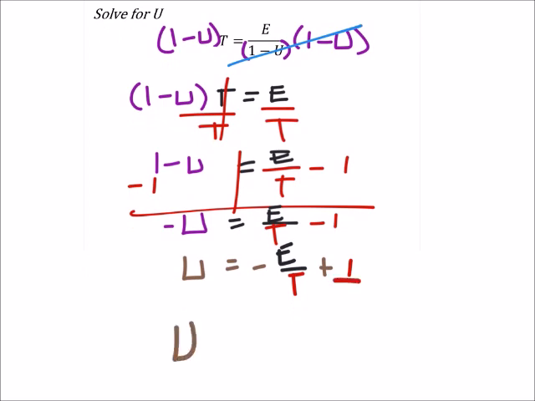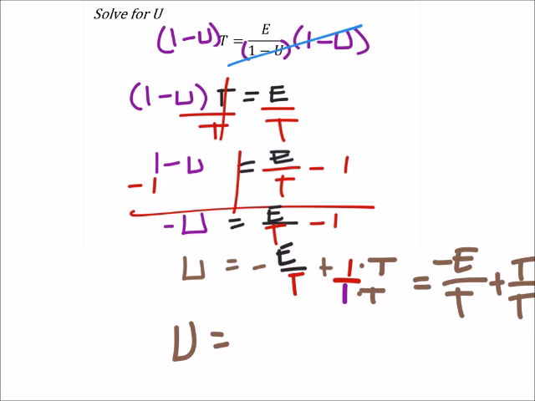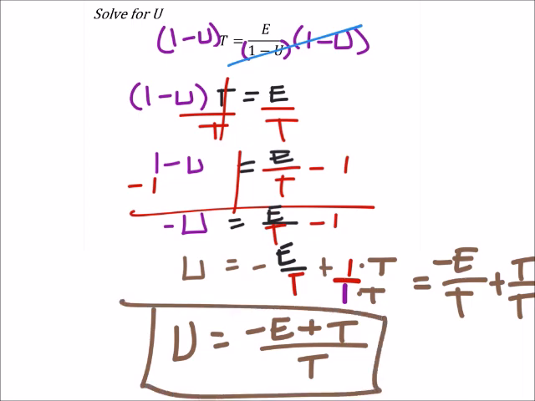So 1 would be 1 over 1. So I need common denominators of t. So I would multiply 1 by t and this 1 by t. That would give us a negative e over t plus t over t. So I have our common denominators. We make this one fraction. We're just going to combine the numerators, negative e plus t, and we'll divide this by the common denominator t. Again, I'm okay with what we had before, but I think formally in the homework, that's what they want.